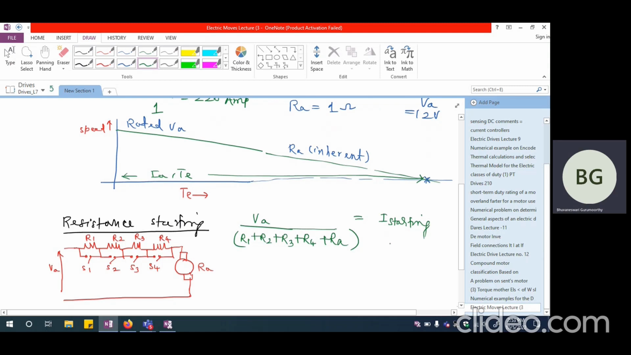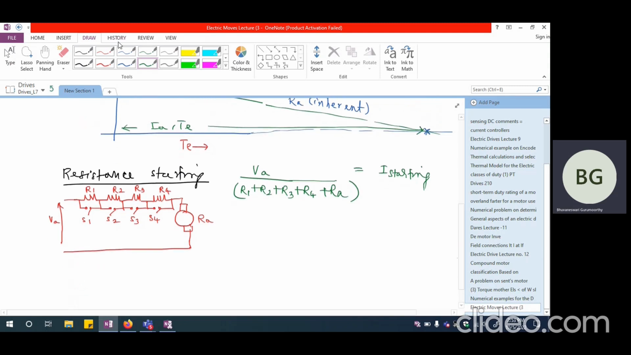This is what we mean by limiting the starting current using a resistance or using a set of resistances. So if I am looking at the speed torque characteristics now with the increased value of resistance, I may have the speed torque characteristics somewhat like this. This is going to be the speed torque characteristics.